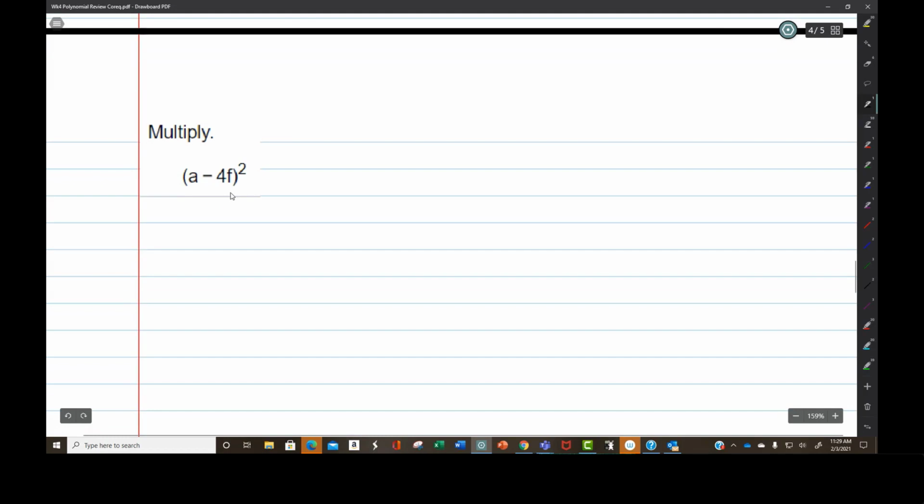What about this? The most common thing that students want to do, that's an equal sign, wrong. The wrong thing, but it makes sense, is they want the answer to be a squared minus 16f squared. And they're done. And I would love it if it were that easy. But it's not. This is a binomial.